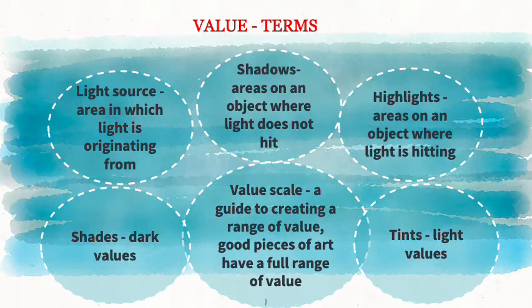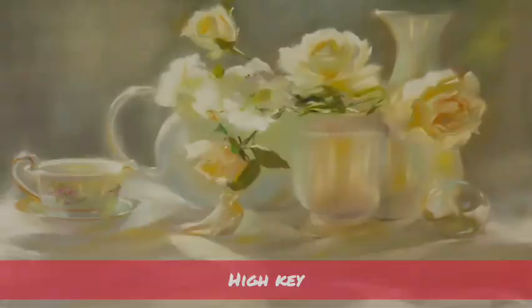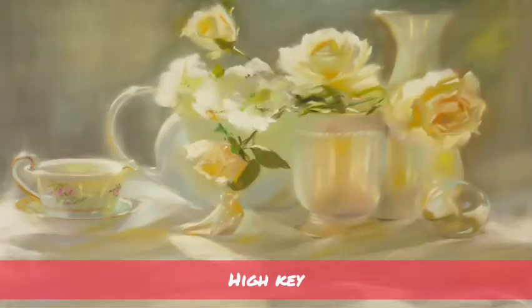Okay? So for low-key value drawings, objects are darker in sight. The low-key value scale is more on the dark side. And then we have the high key. For high key drawings, objects are lighter in sight.